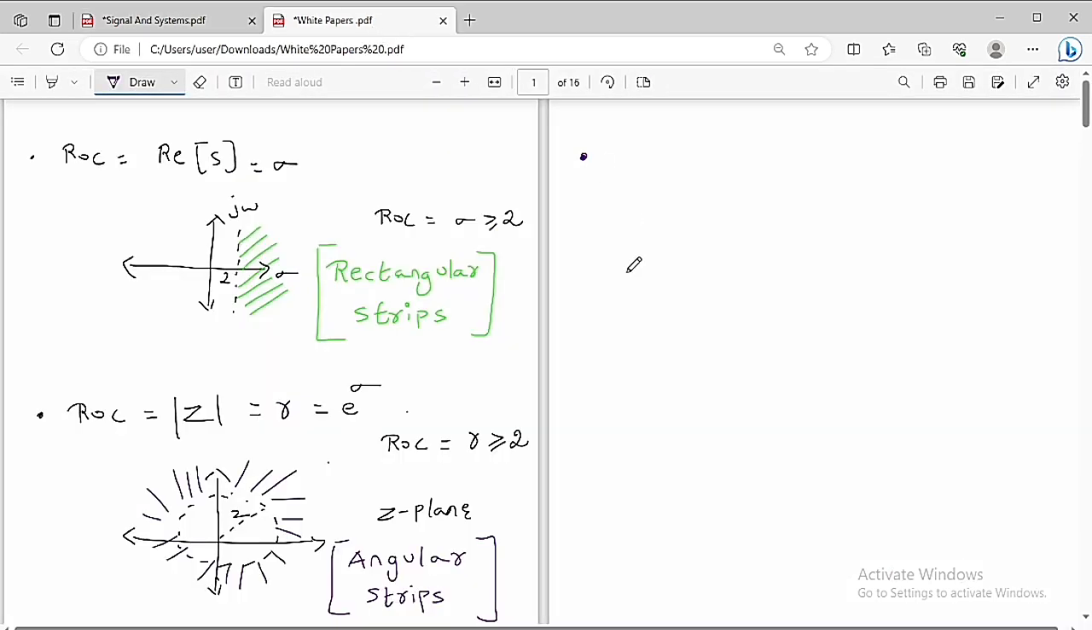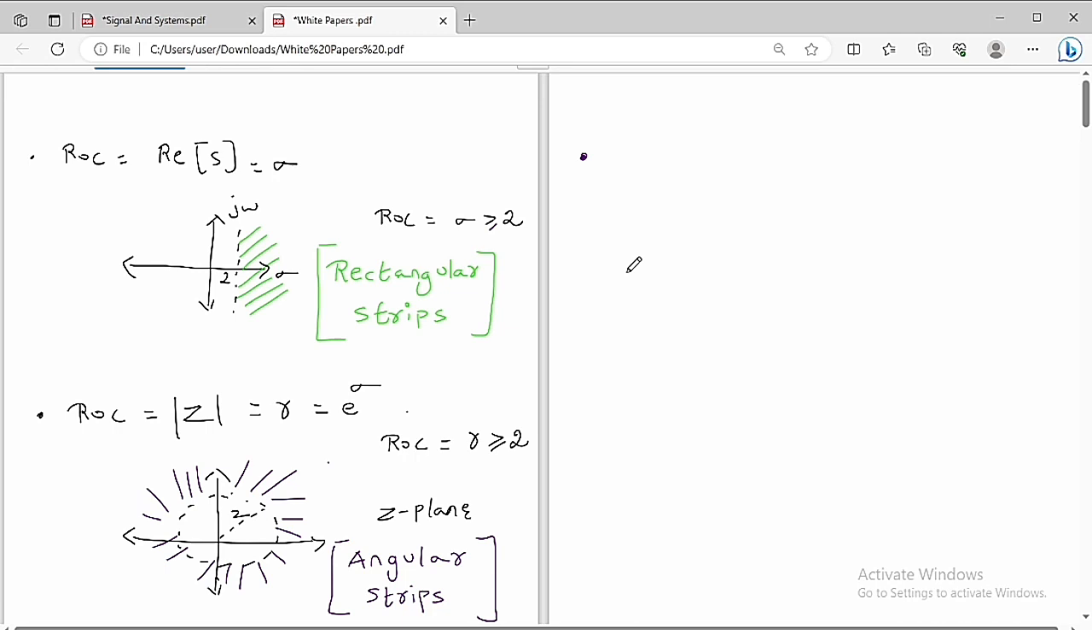So finally I can say that in the case of the Laplace transform, the ROC won't include the poles and is always bounded by the poles. Whereas in the case of the Z transform, the ROC won't include the magnitude of the poles and is bounded by the magnitude of the poles. This is the point I am trying to tell you. Let me write this important point.